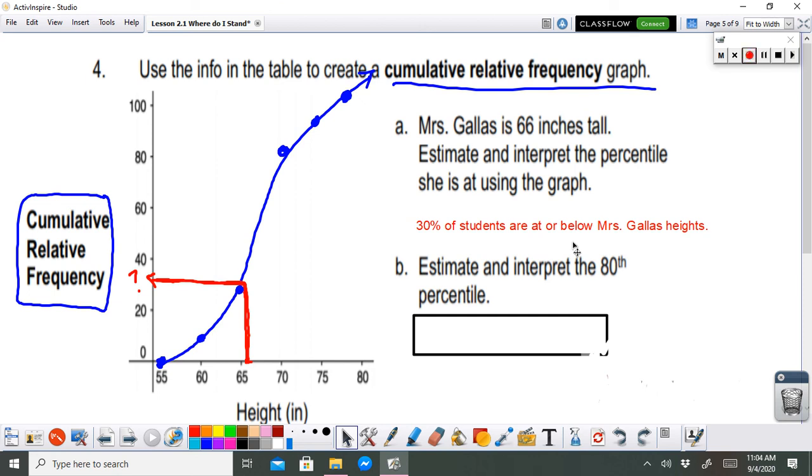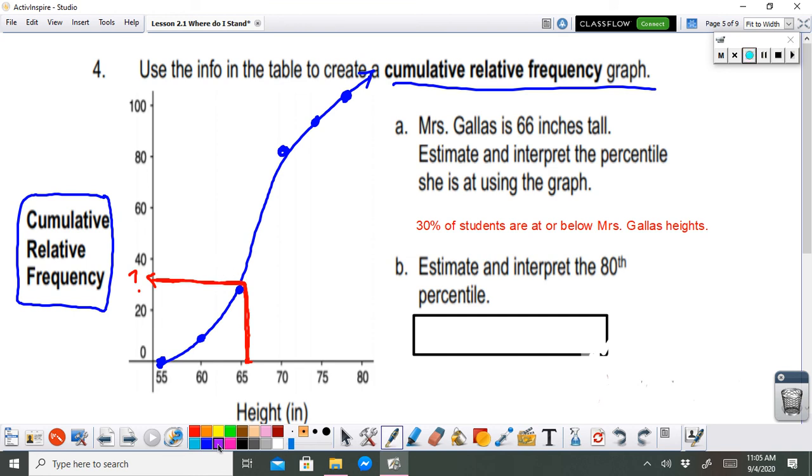Okay, letter B. Letter B is backwards of what we did, because it says estimate and interpret the 80th percentile, right? We already know that based on the table earlier, but how do we interpret that on the graph? Earlier I started with the inches down here, then went up and to the left to find the percentage. Here on letter B, I have the percentage.